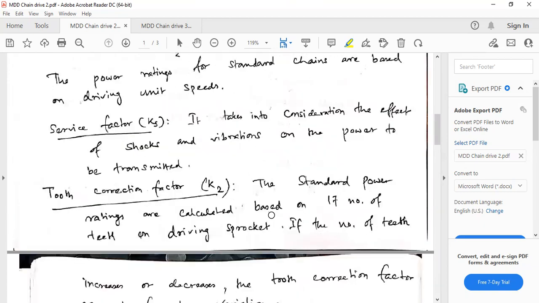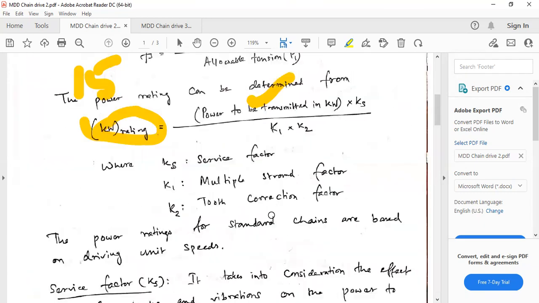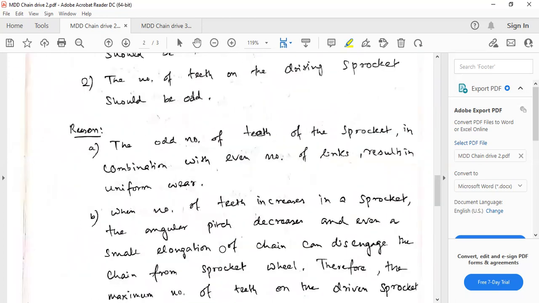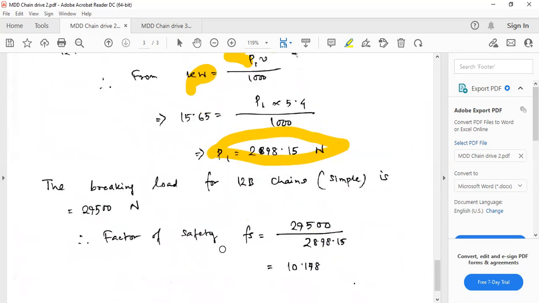One thing: what else do you need to find the factor of safety? You need the breaking load. Because you have got the allowable tension, to find Fs you need the breaking load. The breaking load can be taken from the data book. You'll directly get it in the table itself. In the data book, the breaking load is 29500 Newton.